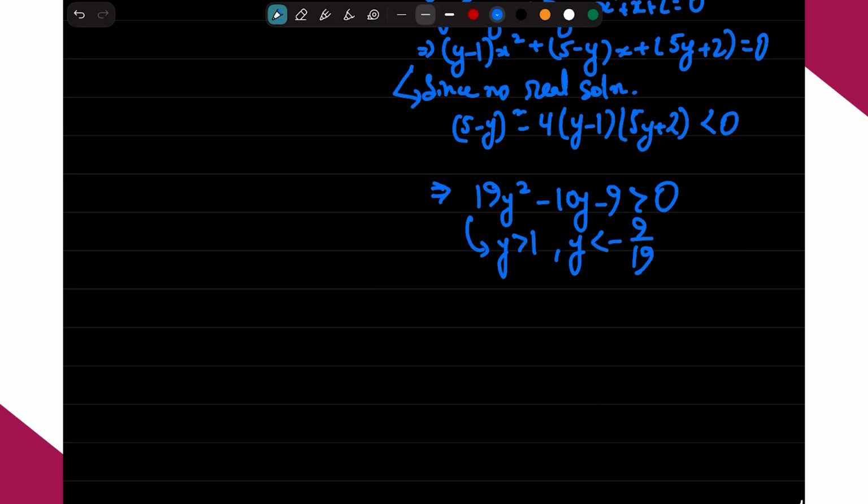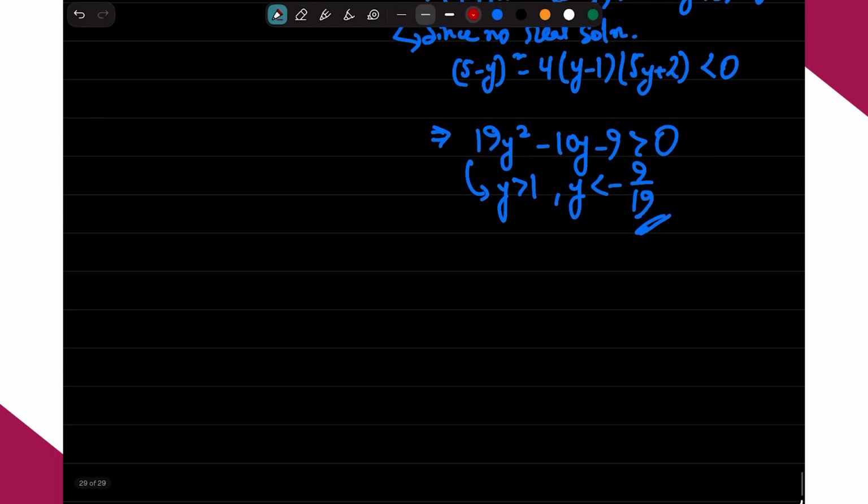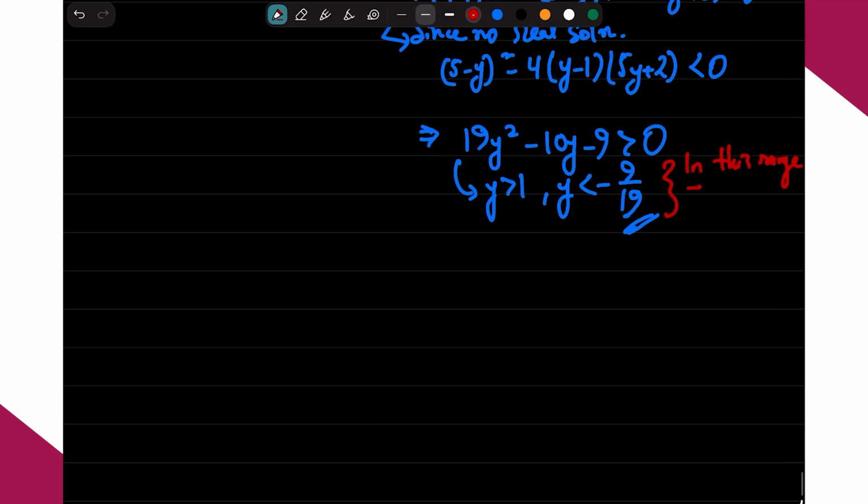So these are technically going to be your values of y that cannot be reached, right? So this is the inequality that you are getting from the y, right? That means in this range there are no real roots. Therefore, roots are in this particular range. Okay, so this is where you're going to be finding your roots.